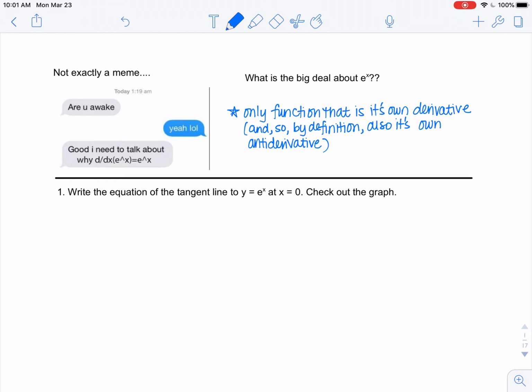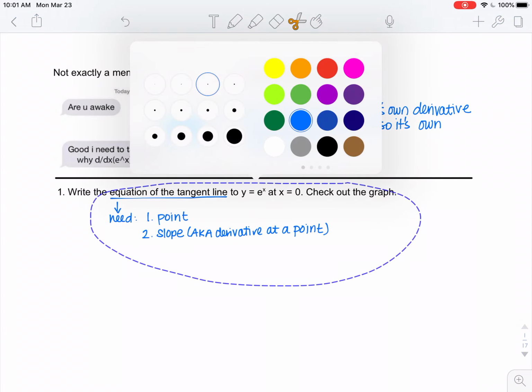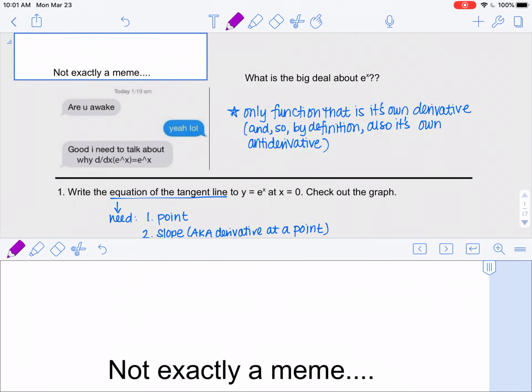Number 1 says, write the equation of the tangent line to the function y equals e to the x at x equals 0. Check out the graph. All right, so let's see if I can be cool and do a little reveal here. All right, so equation of the tangent line. We've talked about this a lot of times in class. You need two things. You need a point and you need a slope, AKA the derivative at that point.